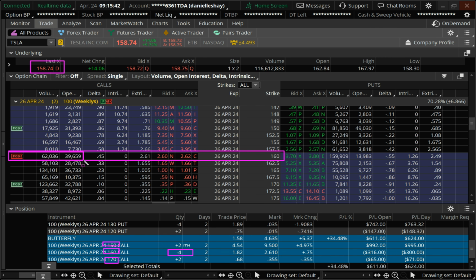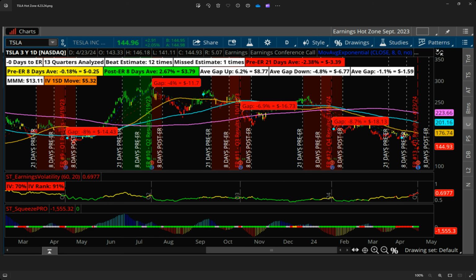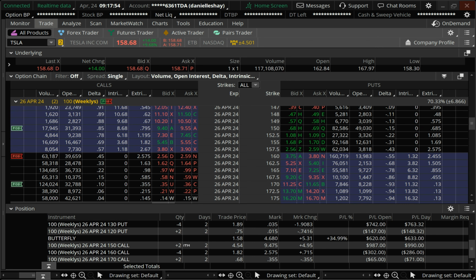There's a lot of open interest here, significantly more than the other strikes. There's a couple other reasons. It was also within the market maker expected move. I should probably find the screenshot for that. Okay, so here's my screenshot from yesterday. Tesla was trading at 144.96 just right before the close. The market maker expected move was $13. So that put you within range of that $160 price point, which is why I selected that for the upside strike in the butterfly. That combined with the high open interest just made it a good target.